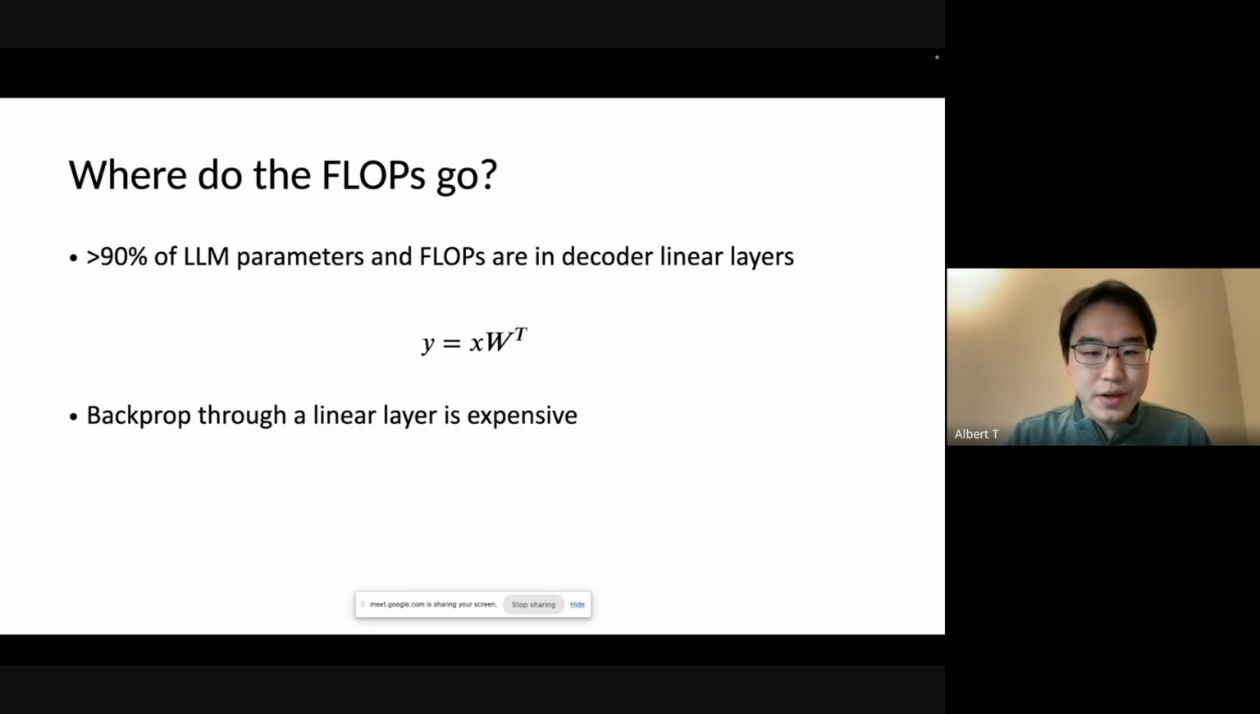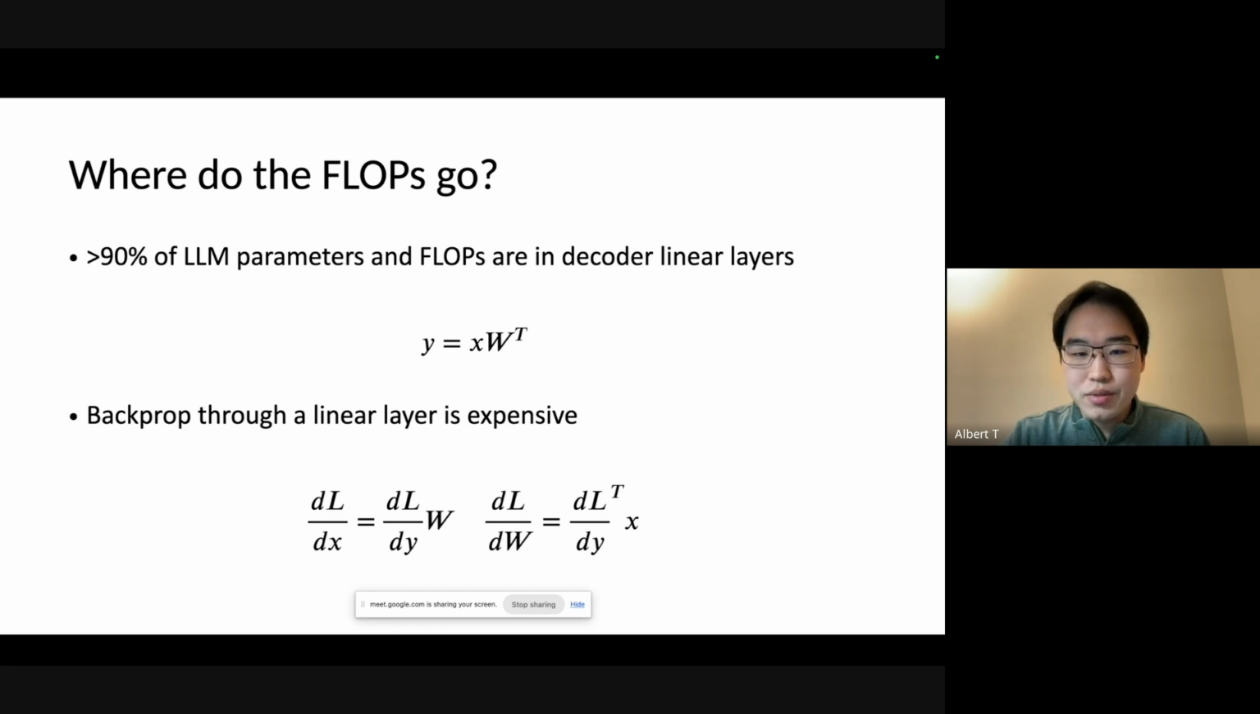Backprop is expensive. In fact, it's twice as expensive as the forward pass. You have to calculate two gradients. You have to calculate your error signal, which is dL/dx, and that's the dL/dy that gets inputted to the previous operation. That's dL/dy times W, which is b times m times n, about the same as xWT. Then you have dL/dW, which is the actual parameter gradient itself, and that's the thing you update the parameters with. That's also expensive because it's dL/dy transpose times x, which is m times b times n. So in all three cases, they're about the same, and 2/3 of the flops are in the backprop.